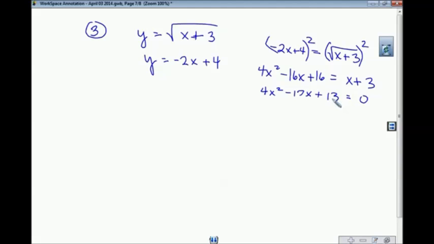It's 13 and 1. And I see if I do 13 and 4 together, don't I get 17? So I'm going to put the 4 and the 13 together. So that gives me -4x, and -13x is -17x. Okay, so my solutions are 13/4 or 1.